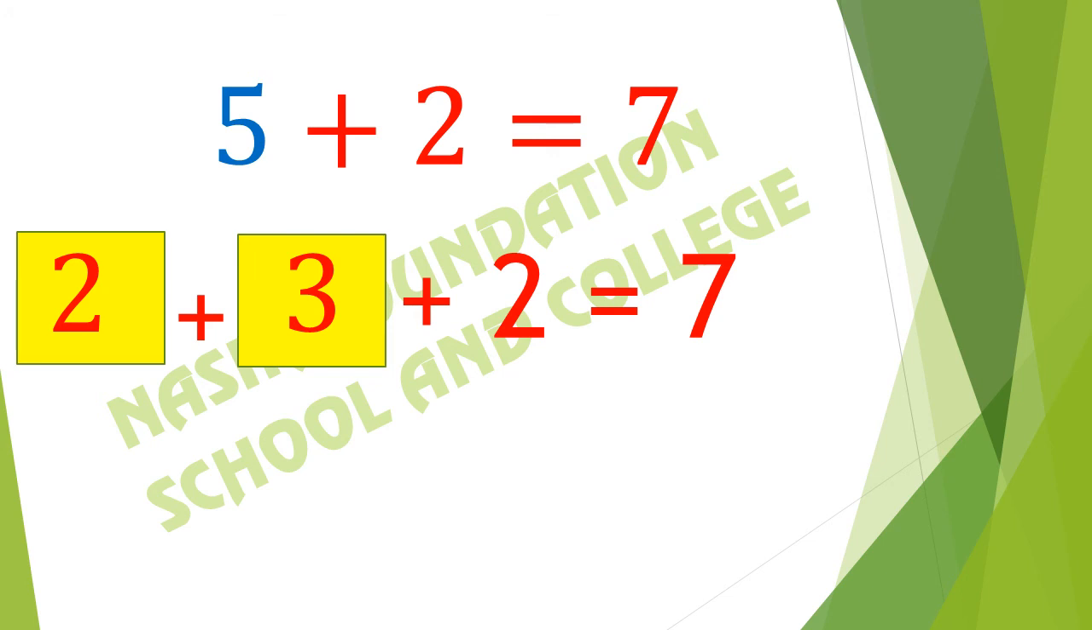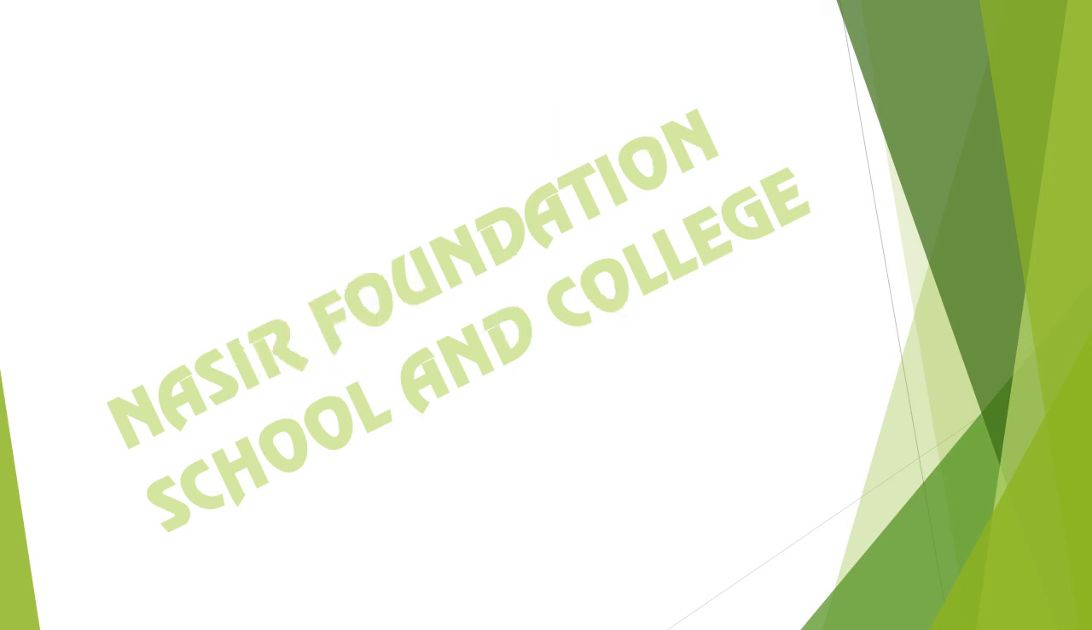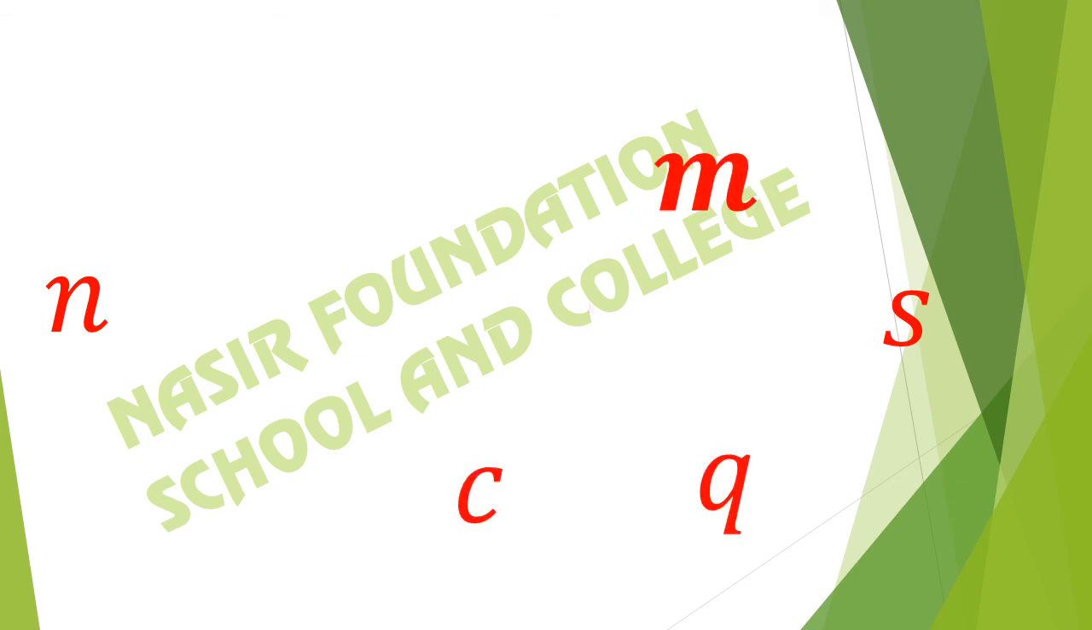When we don't know the exact number, we use different variables in place of these numbers. It is not necessary to use X and Y as the variable all the time. We can use all the alphabets as a variable like N, S, Q, C, M, B, Z, A, P and R.